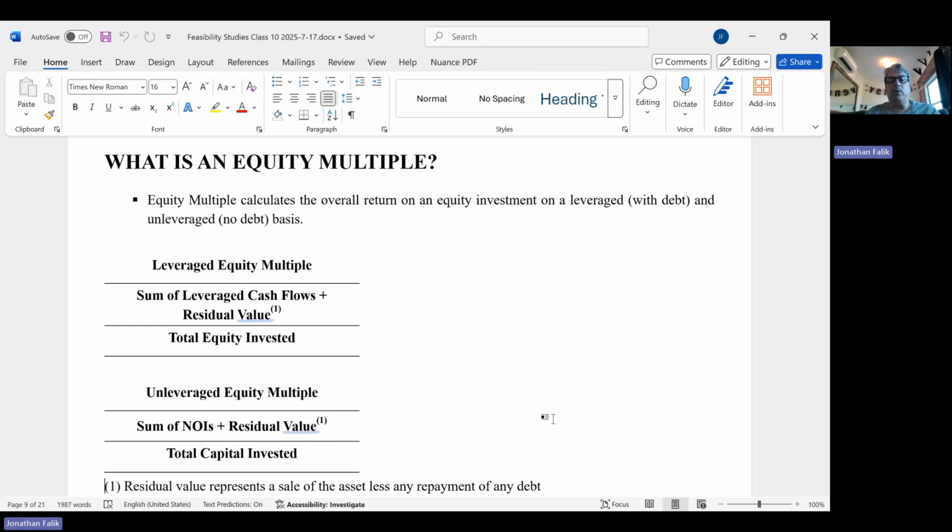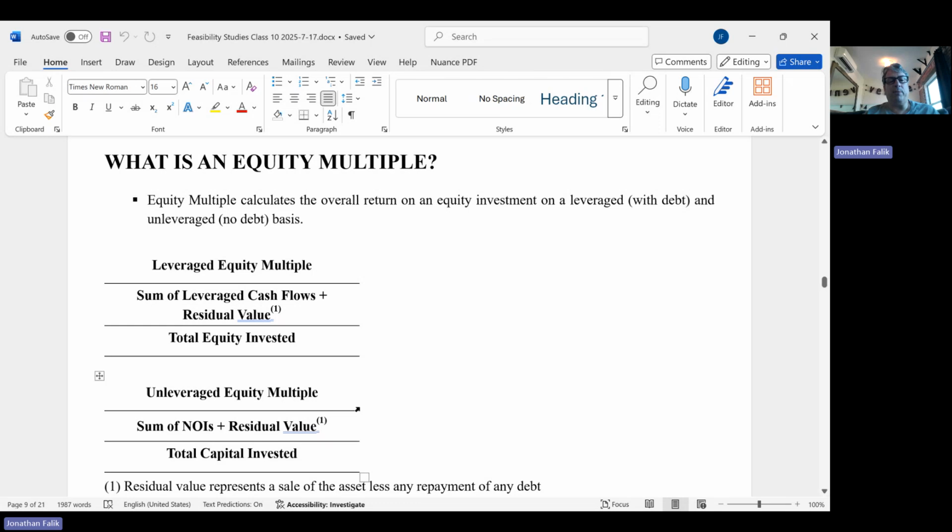So an equity multiple shows the amount of return that you make on an equity investment. If I'm investing $1, over time, how am I getting cash back? I'm getting net operating income, or, if it's leveraged, the net operating income minus the interest expense. And I'm getting the residual value. So let's focus here. Hopefully you can see my cursor moving around.